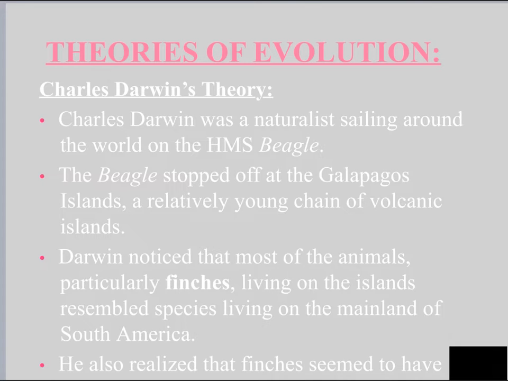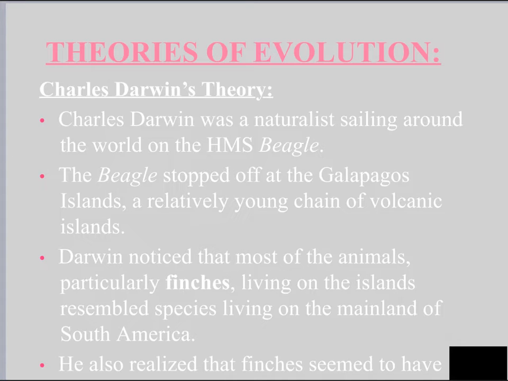So Charles Darwin, a little background on him first. When he was young, he was a naturalist. He was on a ship called the HMS Beagle. They stopped at the Galapagos Islands. They're a relatively young chain of volcanic islands, kind of like Hawaii. It's called an archipelago. And while he was on the island, Darwin noticed specific birds, these finches, that lived on the island. They resembled birds that he saw on the mainland of South America. But the main difference is that all of these birds had very similar body structures. So they looked like the same bird, except they all had different beaks.